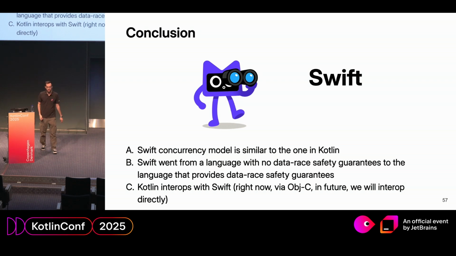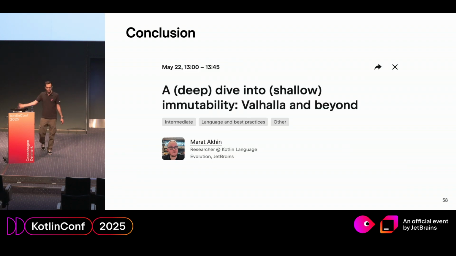I congratulate the Swift team on delivering the feature. I'm sure that a lot of effort has been put into it. And the closest thing that we are doing right now in terms of research is deep immutability, which is an important step forward towards ergonomic data race safety.